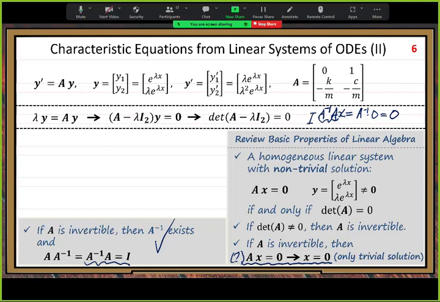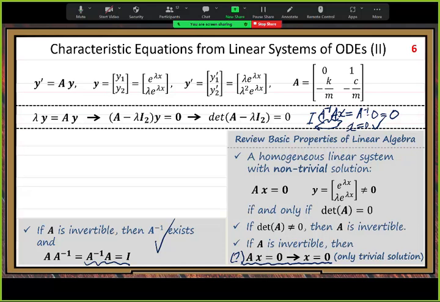Identity times x is also x, right? Identity, we just learned on the previous slide: identity times x equals x. So you get x equals 0. After you multiply the inverse from the left-hand side, you can get x equals 0, using the inverse.